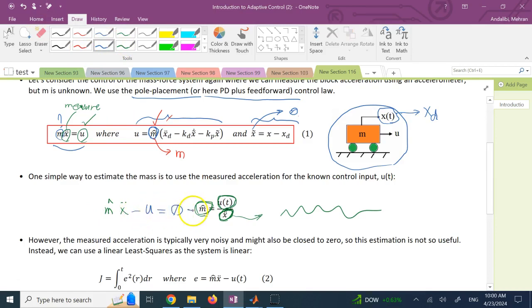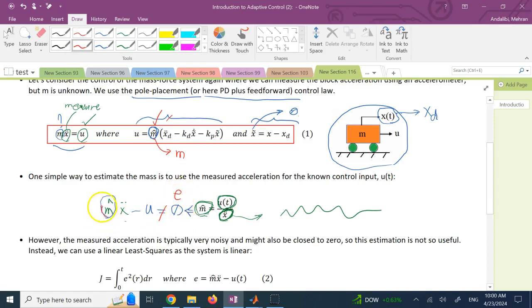You write it like that. Ideally, if I know my exact m hat and I have not super noisy measurement of x double dot, this should be equal to 0. But I know that I don't have my m hat and I don't have my x double dot as perfectly good signals, so I would never get this right hand side to be 0. Instead, I would get it to be some residual term. We call it E, error, okay?